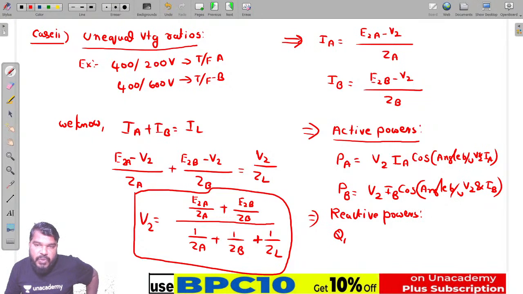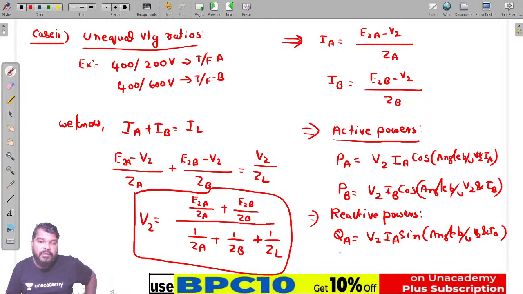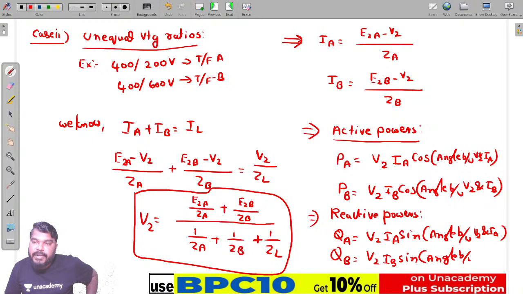How do we get QA is equal to V2 IA sine of the angle between V2 and IA? And QB, the reactive power shared by transformer B, is V2 IB sine of the angle between V2 and IB. So this is about the reactive power.